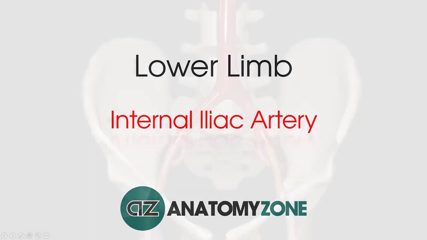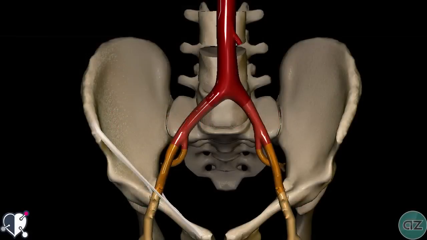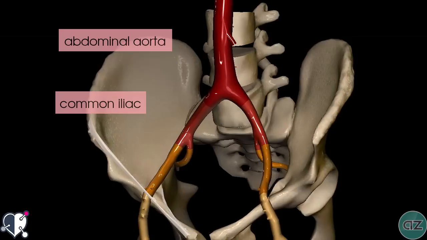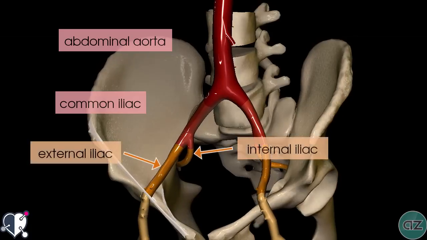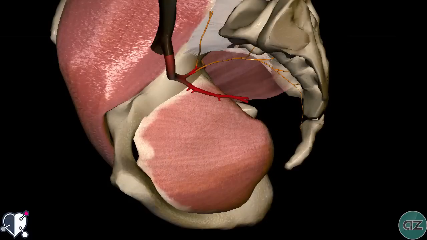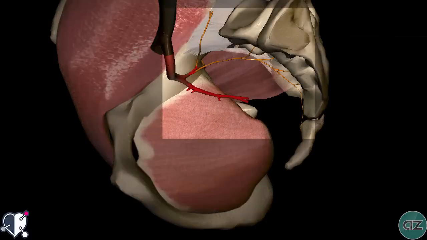In this tutorial we're going to take a look at the internal iliac artery. In this model, we're looking at the abdominal aorta dividing into the common iliac arteries, which then divide into the external and internal iliac arteries. What we're now looking at is the right internal iliac artery, and we've removed the left and the external iliac artery.